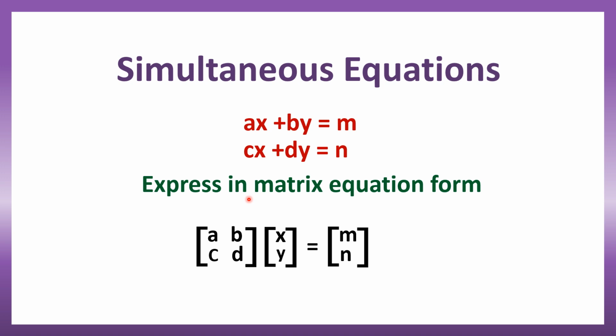Now this is in matrix equation form, that is AX = B. A matrix is the matrix formed with the coefficients, X matrix is the matrix formed with the variables, and B matrix is the matrix formed with the elements in the right hand side. AX = B is the matrix equation form. So, when we get simultaneous equations, we have to convert them into matrix equation form for solving them using matrices.